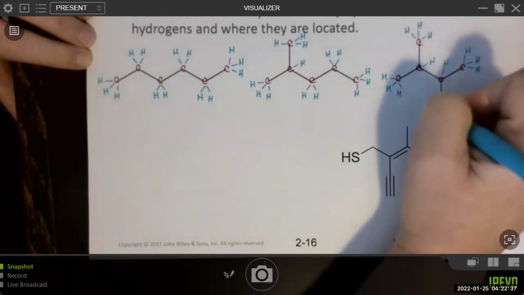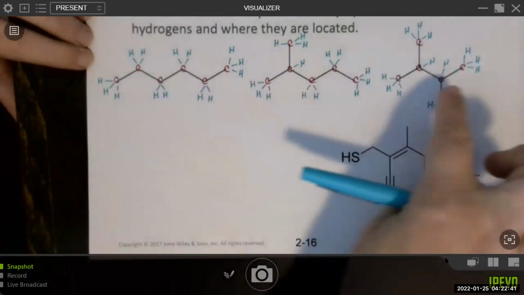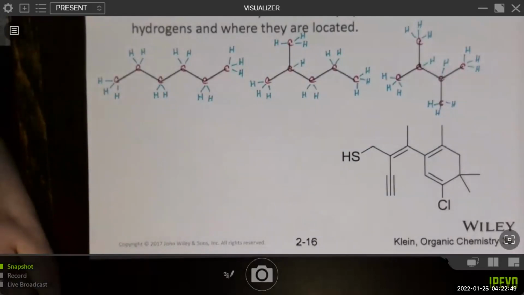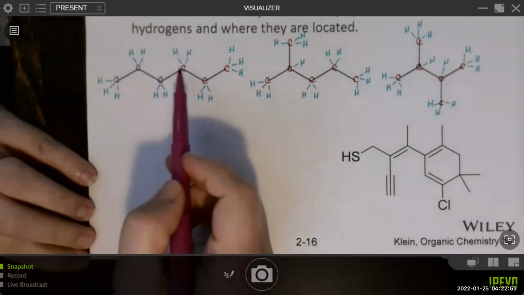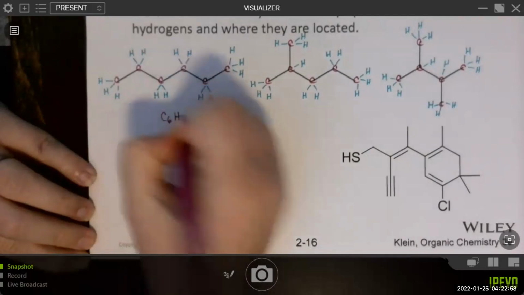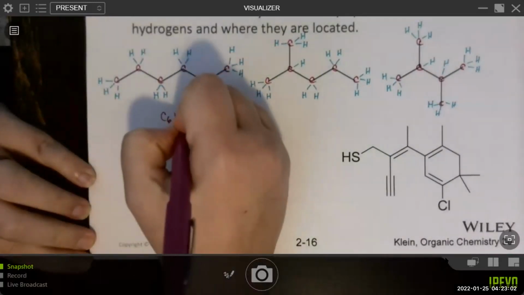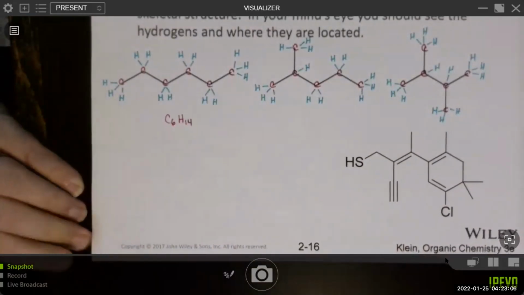One thing you might have noticed as you finish this is that actually all 3 of these compounds are constitutional isomers. They all have the same molecular formula, but different atom connectivity. What is their molecular formula? Well, they're all C6, and they're all saturated hydrocarbons. So without even counting, I know that there's 14 hydrogens attached to each.